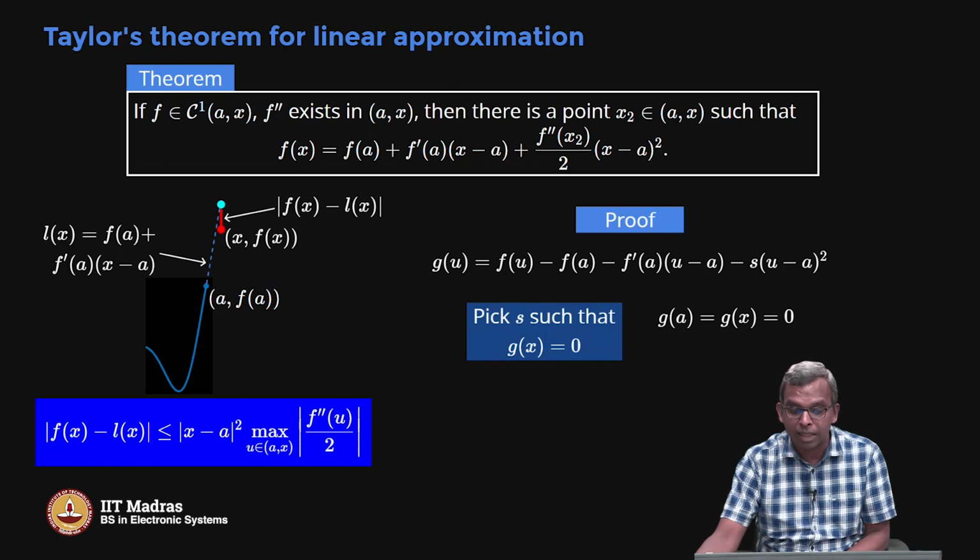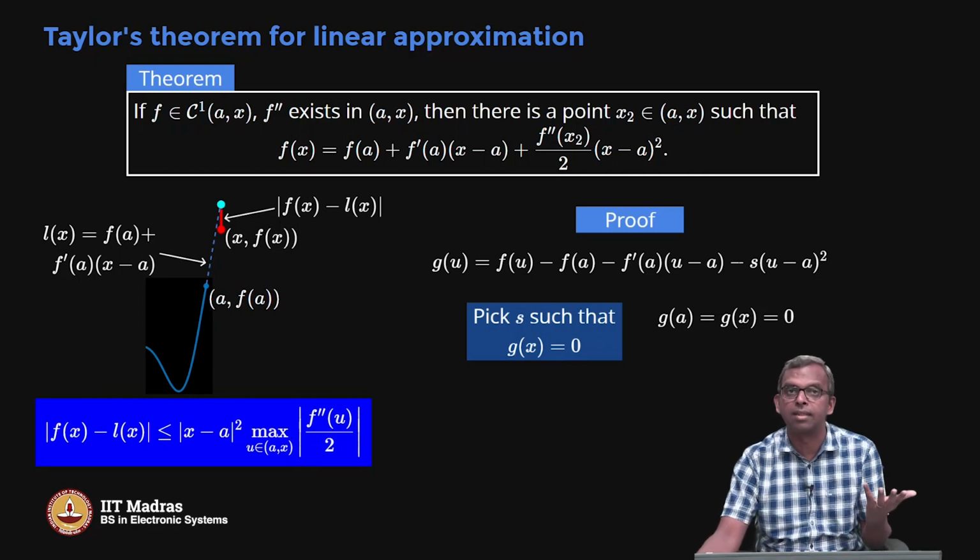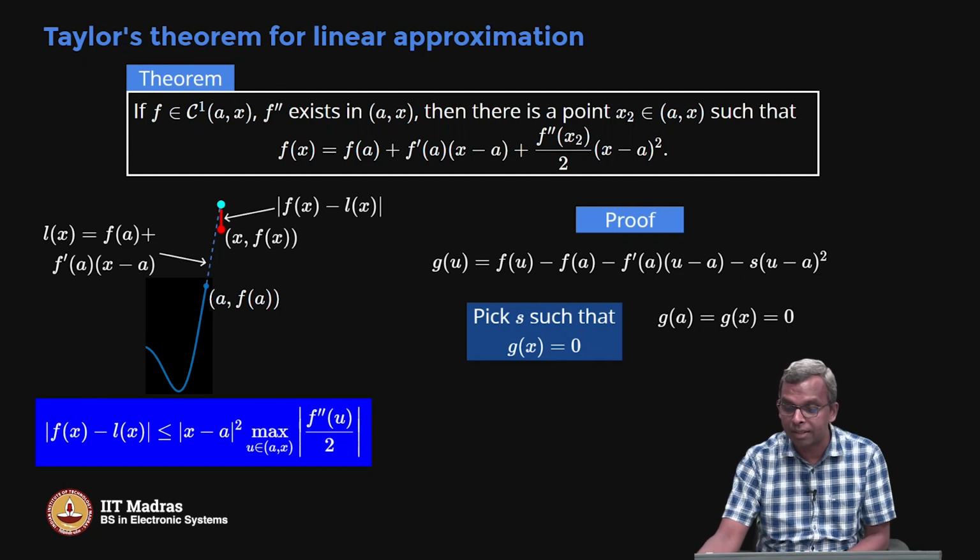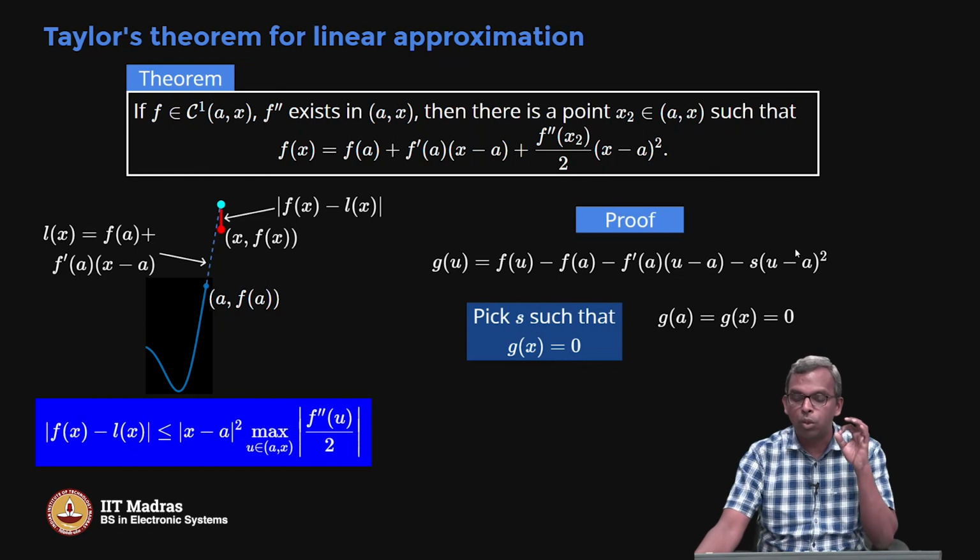I'll put u equals x. If I put u equals x, I'm going to get g of x equals f of x minus f of a minus f prime of a times x minus a minus s into x minus a whole square. Move all these guys here, solve for s. I can solve for s, no? So it's possible to pick an s such that g of x is 0. Okay, this is important. Once you pick that s, g ends up satisfying so many interesting properties.